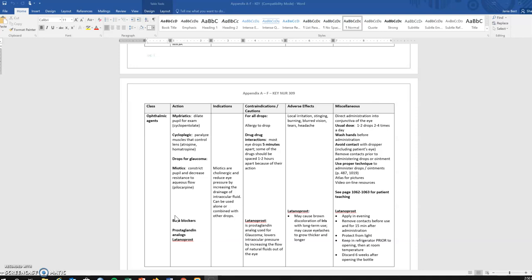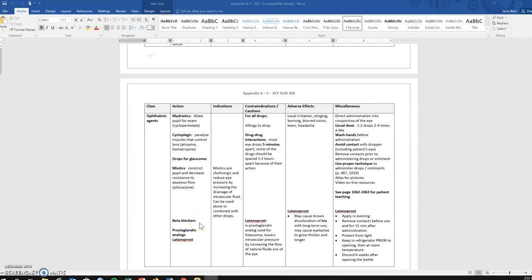Ophthalmic agents come in three forms. They may be mydriatics, which dilate the pupil for an exam, and I've given an example there of cyclopentolate. Cycloplegics paralyze the muscles that control the lens, and that is typically atropine. And then there are drops for glaucoma that include miotics, which constrict the pupil to decrease resistance to aqueous flow. That example is pilocarpine.